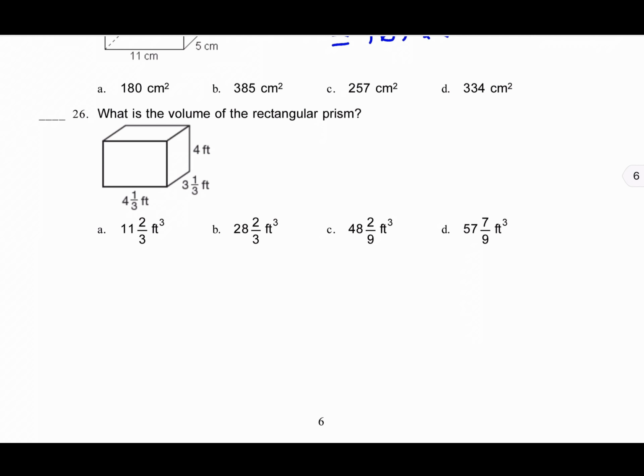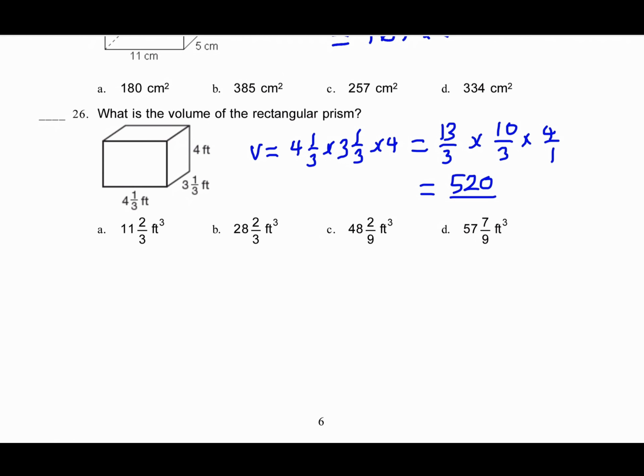Next question, what is the volume of the rectangular prism? The volume, as we said, equals length times width times height, so it's 4 and 1/3 multiplied by 3 and 1/3 multiplied by 4. 4 and 1/3 can be written as 4 times 3 equals 12 plus 1 equals 13 over 3, times 10 over 3, times 4 over 1. Now simplify here. You're going to multiply 13 times 10 times 4 equals 520, and 3 times 3 times 1 equals 9. So now divide 520 by 9.